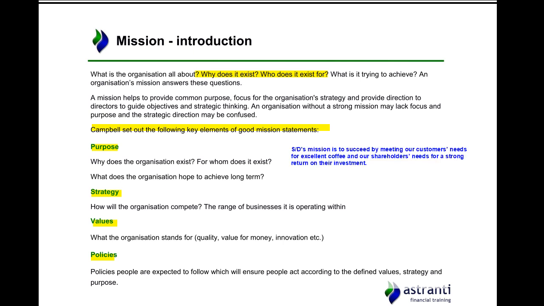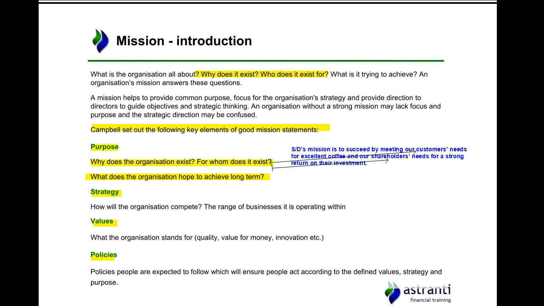So this is the Shinepodd mission statement. Shinepodd's mission is to succeed by meeting our customers' needs for excellent coffee and our shareholders' needs for a strong return on their investment. So when we're looking at the purpose of the organization, why does it exist? For whom does it exist? And what does the organization hope to achieve in the long run? You can see here that two key stakeholders mentioned in the mission statement are the customers and also the shareholders. So it exists to provide customers with excellent coffee, and it exists to provide shareholders with a strong return on their investment.